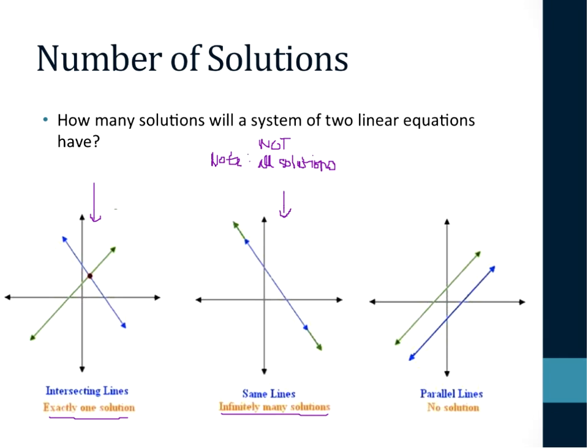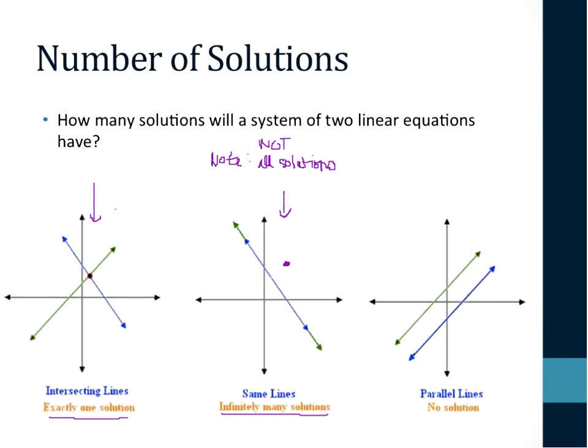Good. French said not all points, because that would refer to points not on the line. Exactly. So we say we have infinitely many because this line goes in an infinite direction, both to the left and to the right. But we can't say that all points are solutions, because that would mean a point floating out there would be a solution. So we have infinitely many solutions, or infinitely many solutions on the line.